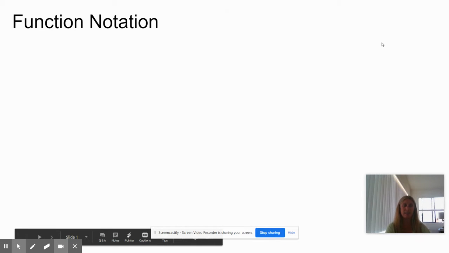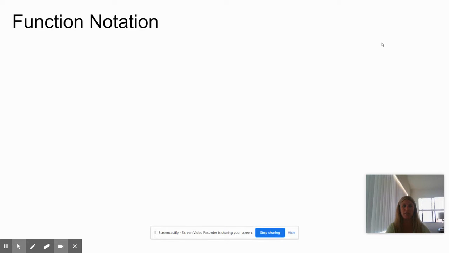Hello, ladies and gentlemen. Today we're going to be working on functions. We're going to be learning about function notation, and we're going to be able to look at graphs and equations and tables, and by looking at those, see whether or not it is a function. So we're going to start with function notation today.